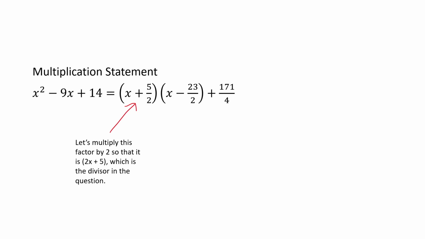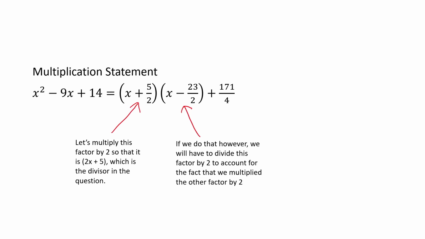So what we're going to do is multiply that, look at the multiplication statement, and say we wanted that not to be x plus 5 over 2, but instead we wanted it to be 2x plus 5. So we're going to multiply it by 2. But if we multiply that by 2, we have to divide that other factor by 2 to account for the fact that we multiplied by 2. So say, for instance, if this helps explain it, that's good. I hope this doesn't confuse it.